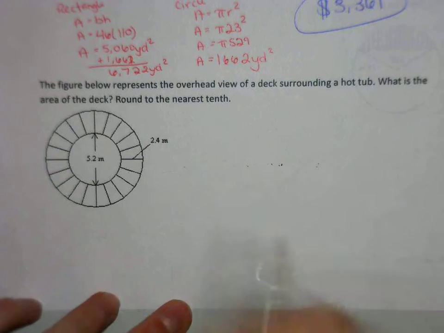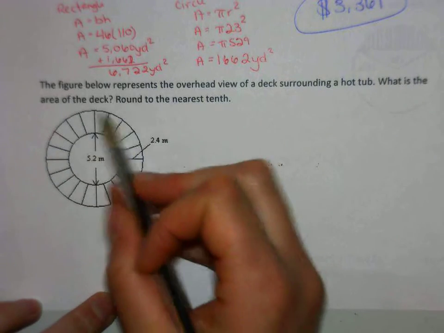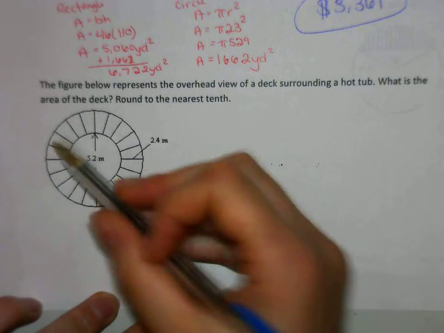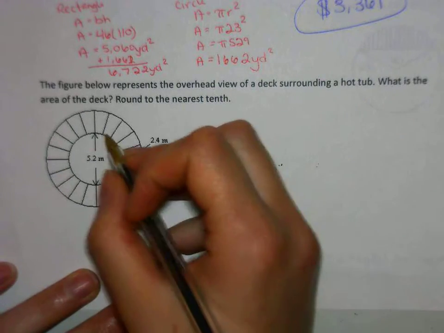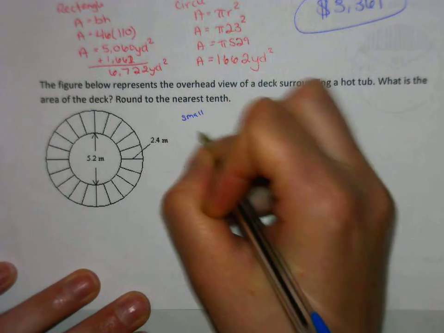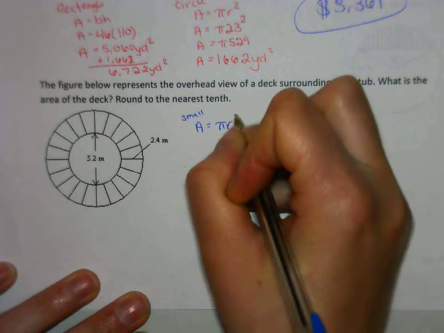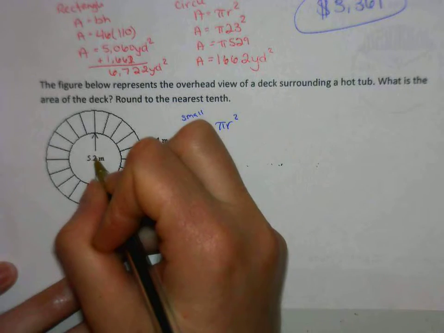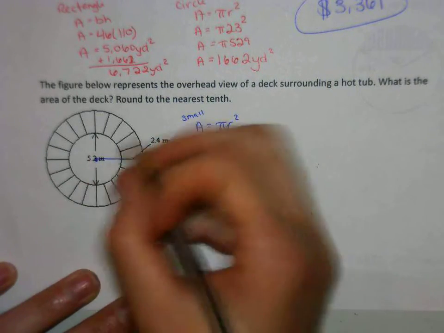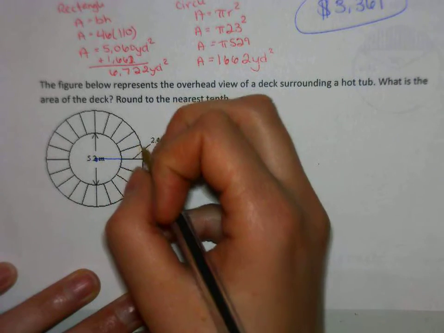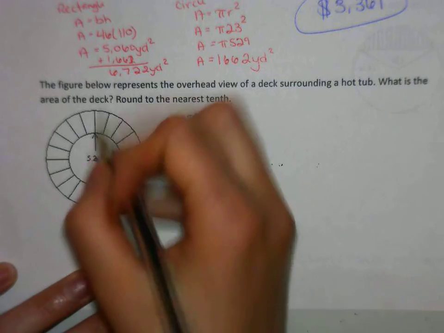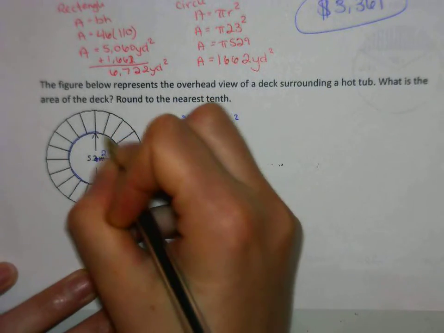We have a hot tub, and it has a deck going around the hot tub. We want to find the area of the deck, so just the outside part. So let's first look at our inner circle, and let's find the area of that hot tub. So we need to know the radius. Remember, the radius is from the center to the edge, so if the whole thing is 5.2, if we divide that in half, our radius is going to be 2 6/10, and that's for our small circle.